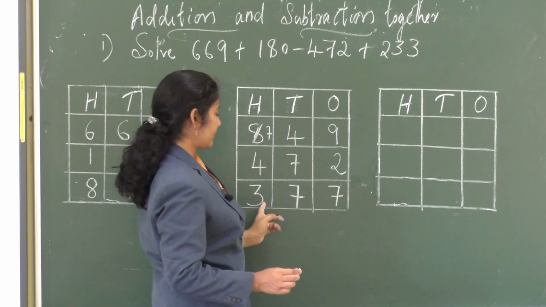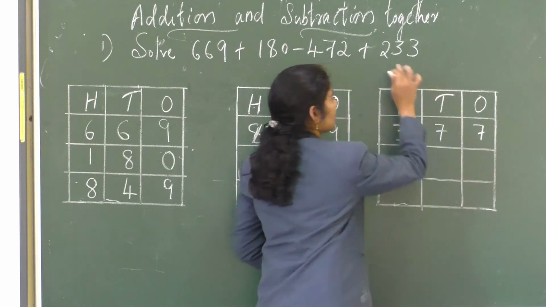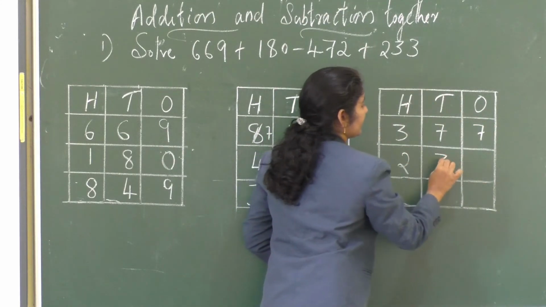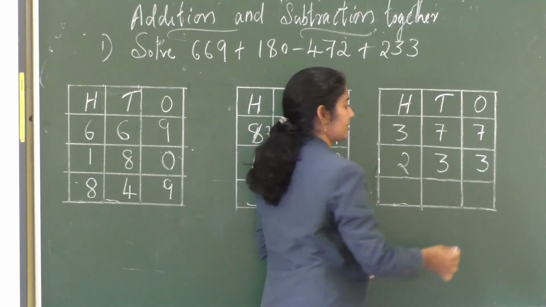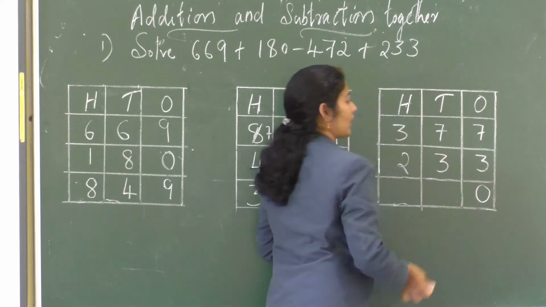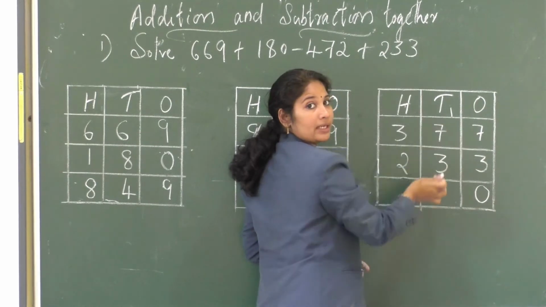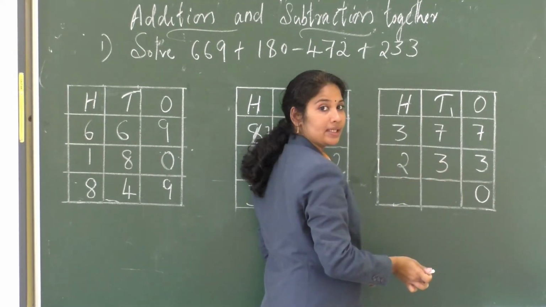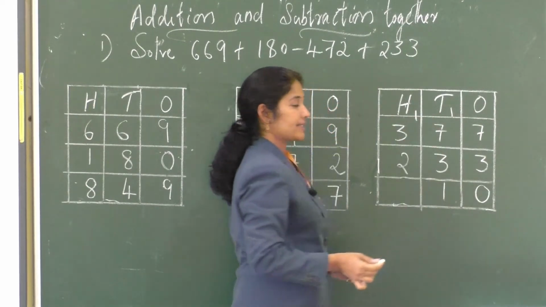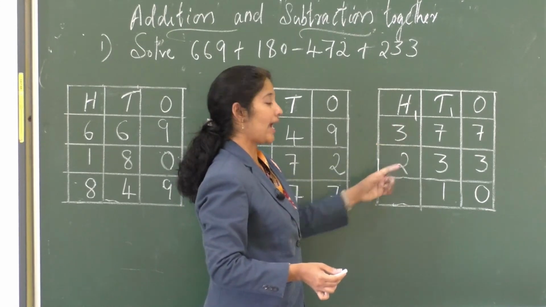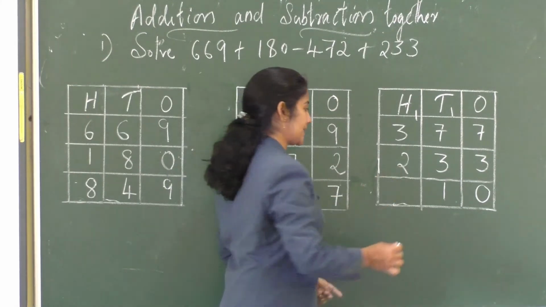Next, which one? Add 233. So we got the difference 377 plus 233. 7 plus 3, 10. 1 is carry over, and 1 plus 7, 8. 8 plus 3, what is 8 plus 3? 11. 1 we can write in the hundreds place. So 1, 3 and 2. So 1 plus 3, 4. 4 plus 2, 6.